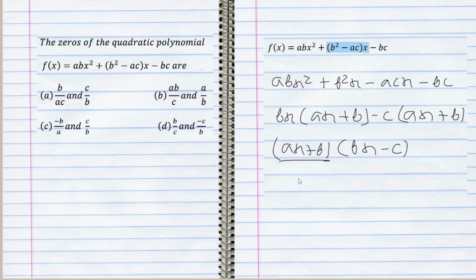Now comparing this with 0, we are going to get x as minus b over a. And comparing this with 0, we are going to get x as c over b. So we'll say these are the two zeros of the polynomial.